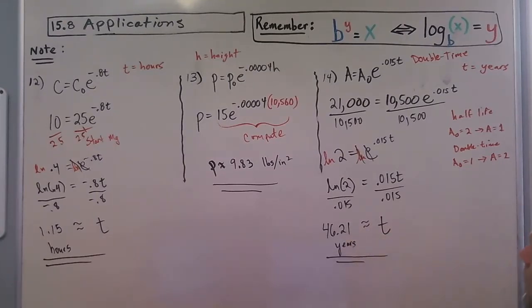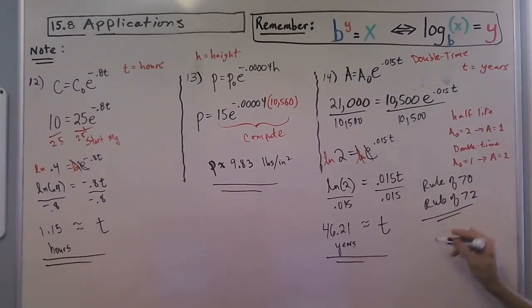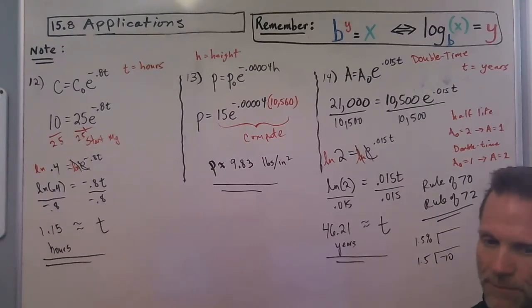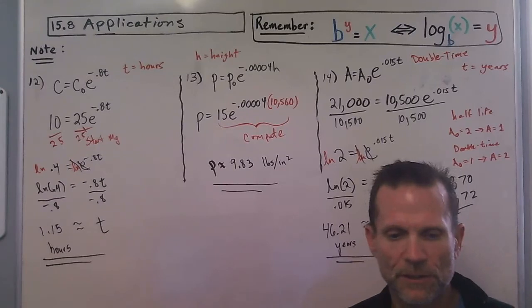Now, some of you might be taking another class where you hear about the rule of 70, or the rule of 72, and you might want to check out the doubling time. If you take your percentage, which is 1.5%, and divide 1.5 into 70, you get roughly the doubling time. Just something to explore if you want to look into things a little further.